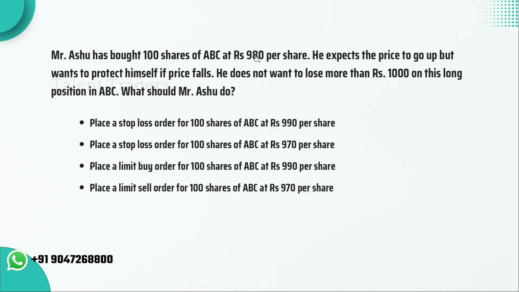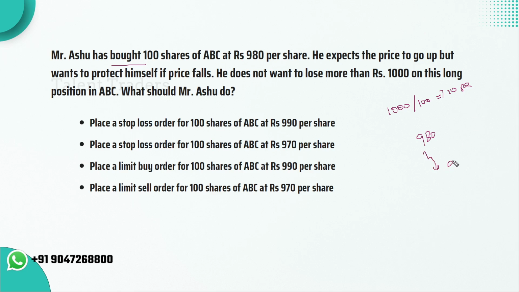Okay, so he bought 100 shares at 980. He expects the price to go up, but he wants to protect himself if the price falls. It is about a stop loss order. He doesn't want to lose more than 1000 rupees. He bought 100 shares, so 1000 divided by 100 shares is 10 rupees. He doesn't want to lose more than 10 rupees per share, since he has already bought.